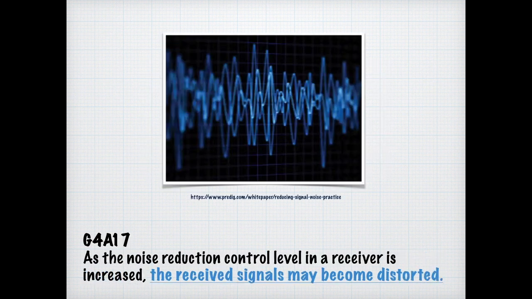As you might guess, this photo is a distorted signal. For the exam, you need to know that as the noise reduction control level in a receiver is increased, the received signals may become distorted. Distortion is not always good.